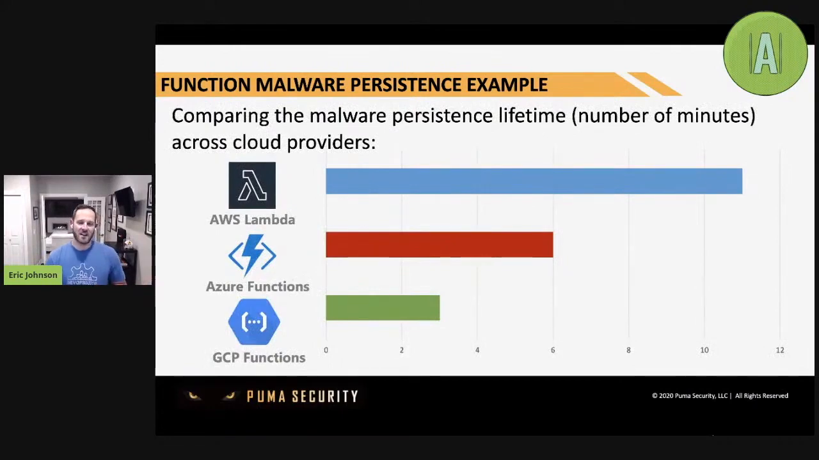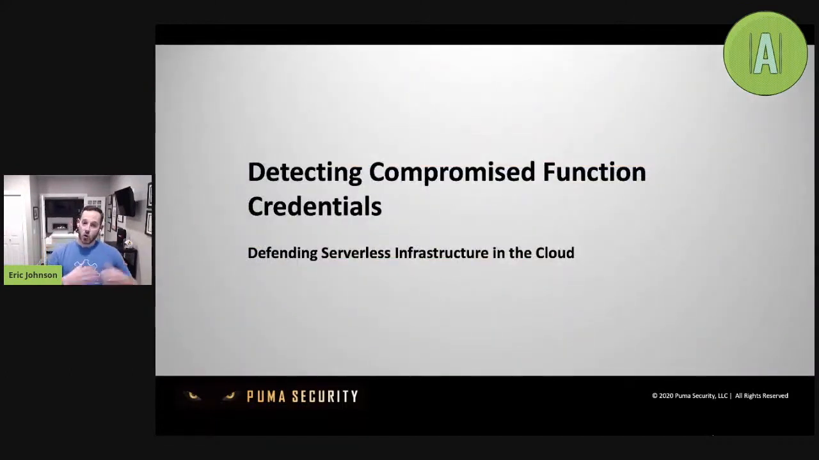So the question again: how long do these warm environments stick around if you're not actually invoking the function? This was a little bit of a moving target, so you got different numbers every time we tested it. On average, AWS Lambdas live for 11-ish minutes. Azure functions will stick around for about 6 minutes with your malware in there before it disappears. GCP functions, again, the most recycled, about every 3 minutes. Those went away. So that is the snapshot of credentials and persistence inside of the execution environment.